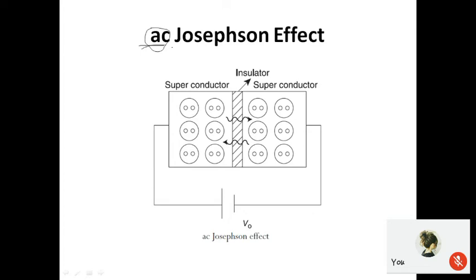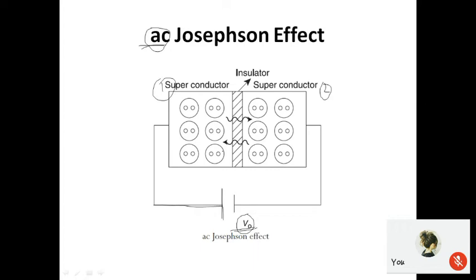So why do we get an alternating current in this case? In this case, we applied a voltage V0 across the junction. That means one end, superconductor 1, is connected to the positive terminal of a voltage source, and the other end, superconductor 2, is connected to the negative terminal of the voltage source. So across the insulator, we applied a voltage V0.